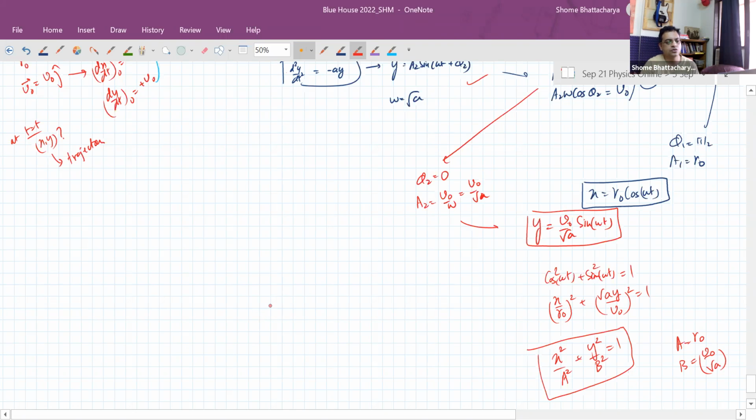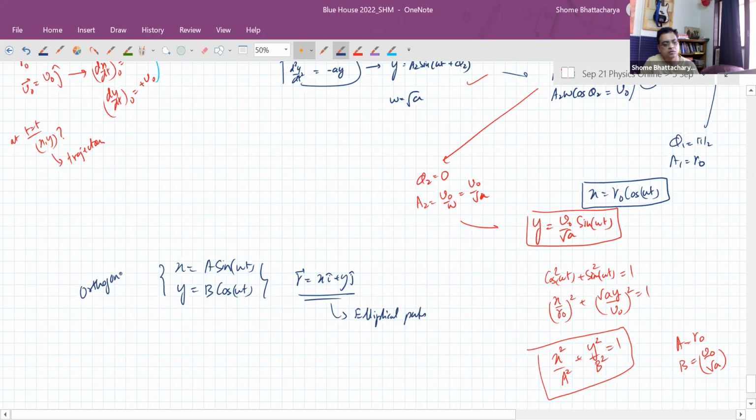So this kind of thing is called orthogonal SHM, I mean, combination of orthogonal SHM. Orthogonal means perpendicular. So if we have one SHM which is like this, and a perpendicular SHM which is happening like this, then their combination results in an elliptical path. So these two are called orthogonal SHMs because they are perpendicular to each other.